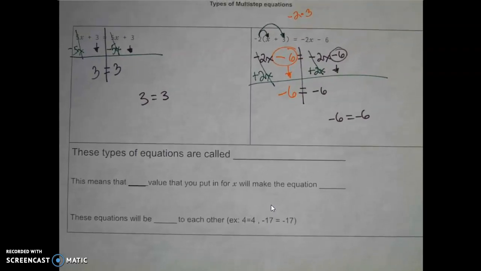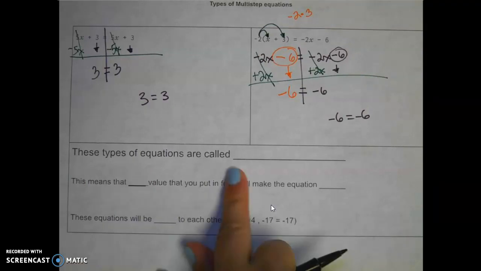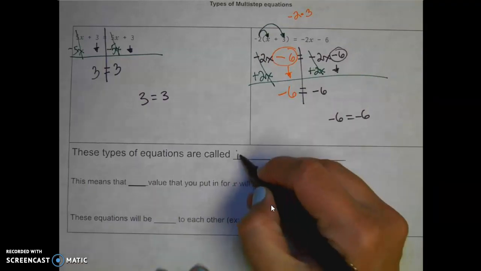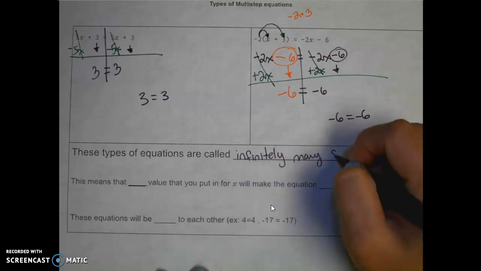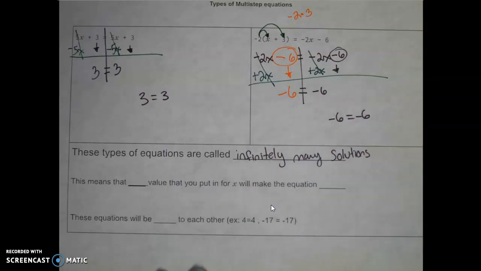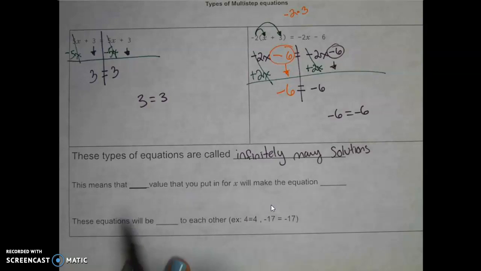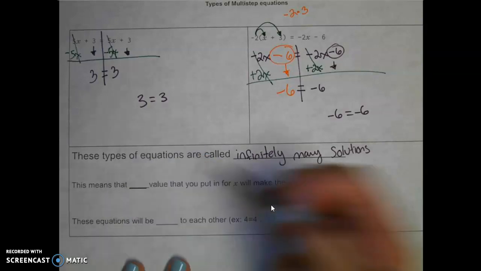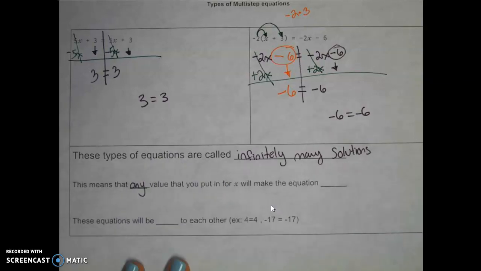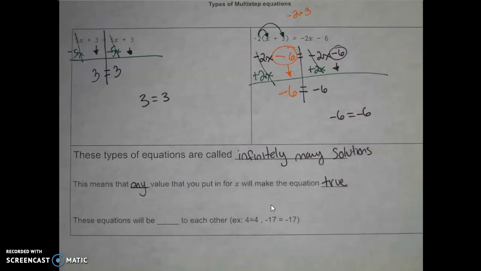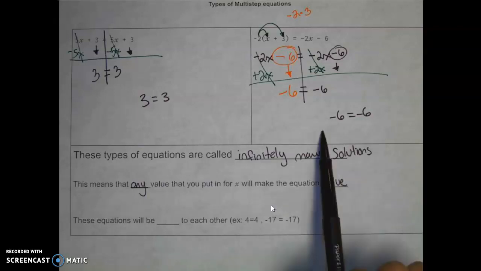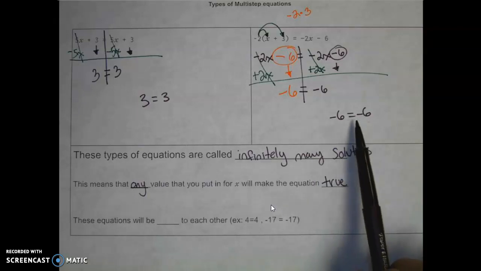Now, this type of solution has a name. These equations are called infinitely many solutions, because the x could be any value, so that means that any value that you put in for x will make the equation true. Meaning, I could put in 12, I could put in negative 32 into any of these x's, and I will still get the same answer, whatever at the end, that'll be equal to each other.